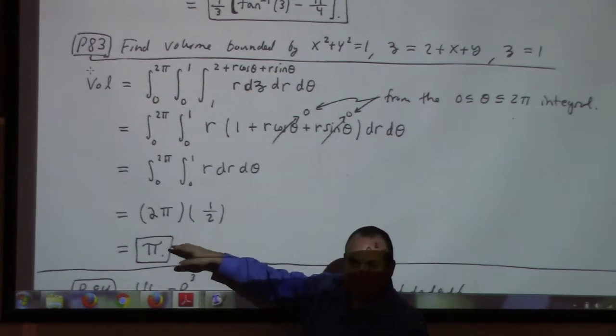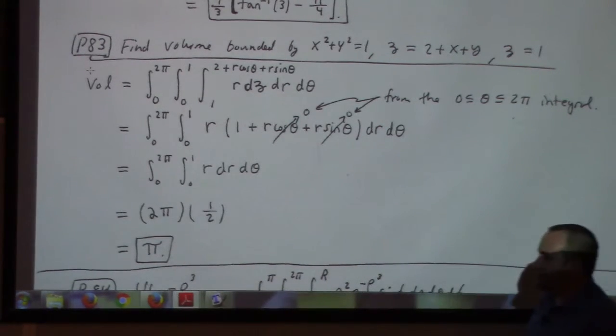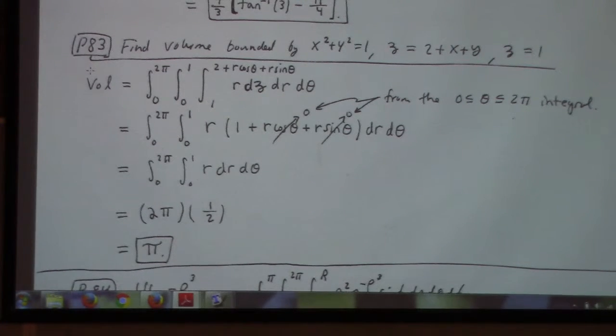That's not an overarching answer of what you can and can't do, but this you can do. Anyway, did you guys get pi? Okay. I mean, if in doubt, work it out.